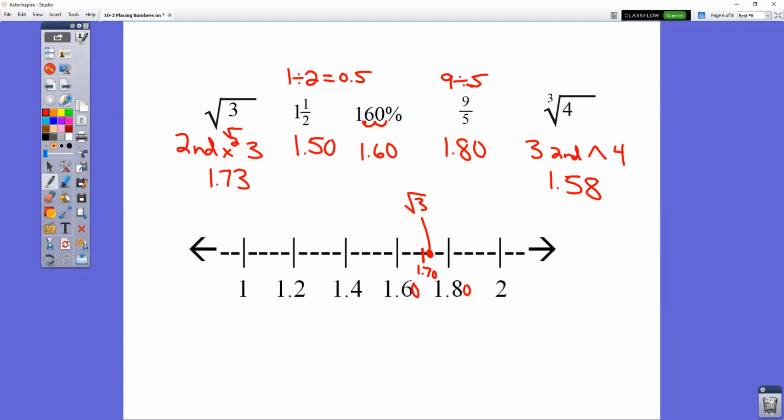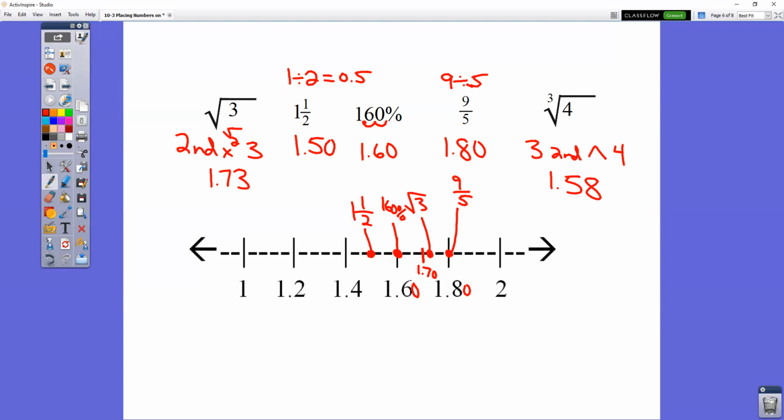1.5. 1.5 is exactly halfway in between 1.4 and 1.6. 1.6, there's already a little hash mark there. So this is where 160% goes. 1.8, there's already a little hash mark there. So that's where 9/5 goes.